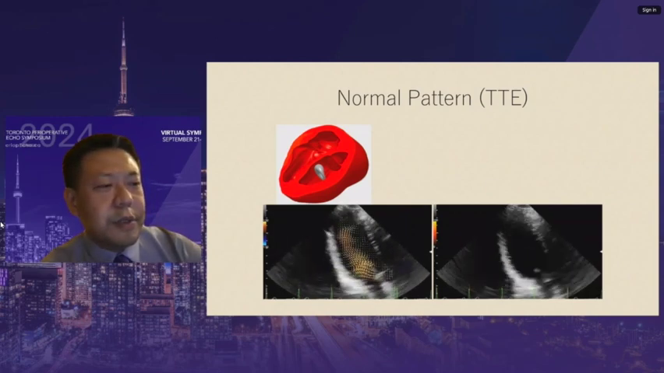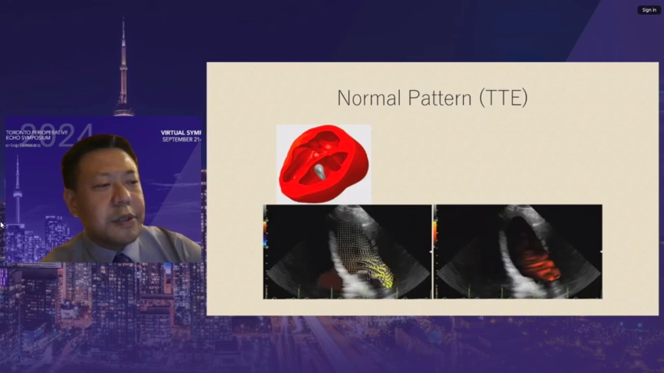Here you can see the large vortex under the anterior mitral leaflet during diastole in the left movie. This vortex is a normal vortex, which is clockwise rotation in the TTE image. The right movie demonstrates the energy loss image. Red area indicates higher energy loss. Next slide.